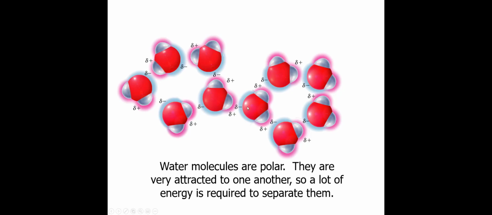Because they are attracted to one another, we have to put quite a bit of energy in to separate them. And it is incredibly unusual for a molecule with this low a mass. As we'll see in Chapter 5, the mass of this will be about 18 grams per mole. That's a small number. Or we would say this molecule has a mass of 18 AMUs. Very, very low mass, but still a very high boiling point because of this intense attraction.